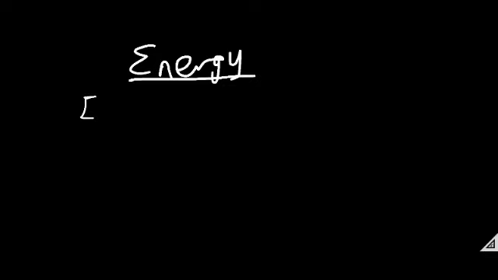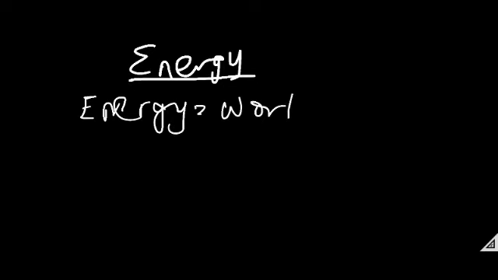So when you have smaller energy, you can do small work. When you have greater energy, you can do greater work. So we say energy, write it down, is the ability to do work. Now, put down this formula: energy is equal to work. Why is energy equal to work? Because the amount of energy you possess will be equal to the amount of work you can do.